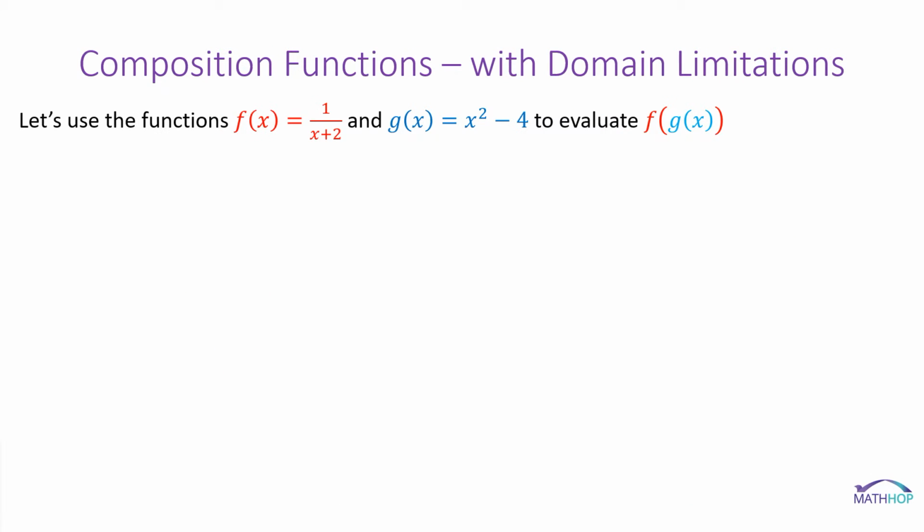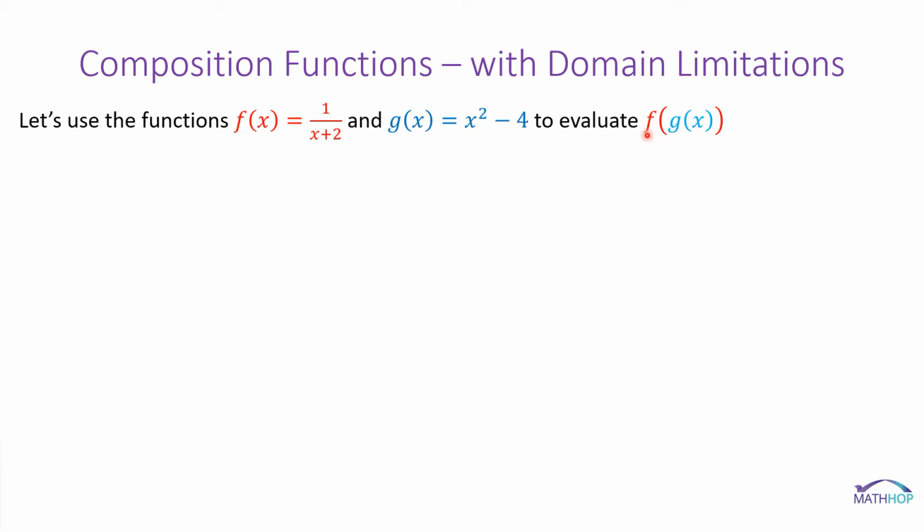All right, now we'll look at some that are a little uglier because they have some domain limitations. Let's look at f of x, 1 over x plus 2. What's the domain limitation? Well, we know we can't divide by 0. x plus 2 is in the denominator, so we can't have x plus 2 equal 0. So x can't be negative 2. g of x has no limitation. Great, it's all real numbers.